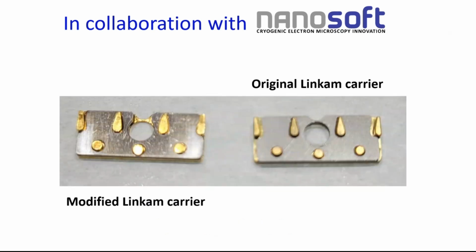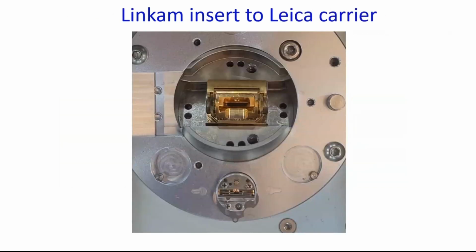And so the linkum holder, this is what it starts out looking like. And we needed to remove this little area right here, which you can see has been removed in that image. This is so that when you're working at these very shallow FIB angles, the holder doesn't get in your way. And so now the linkum holder will slide perfectly into the Leica carrier like a little cassette. And so this is what the process looks like.